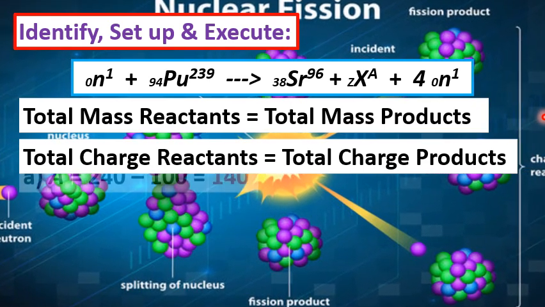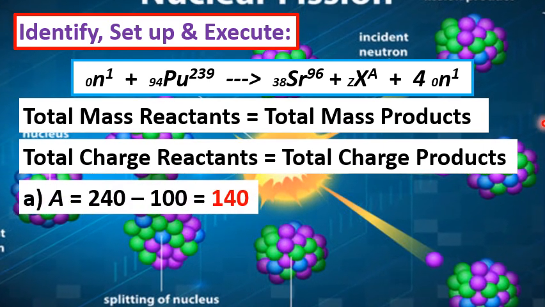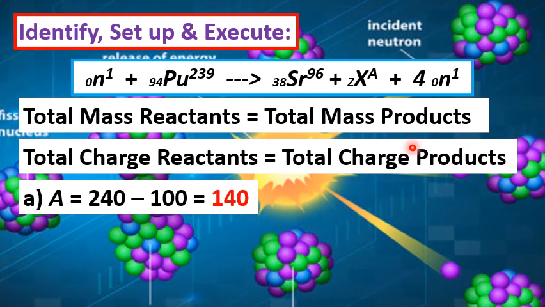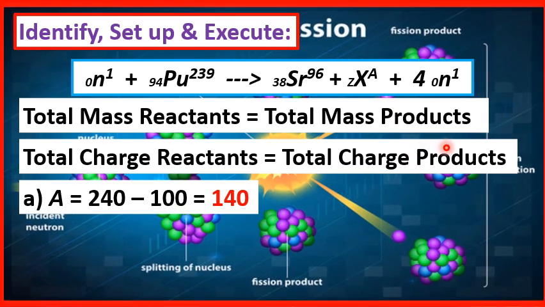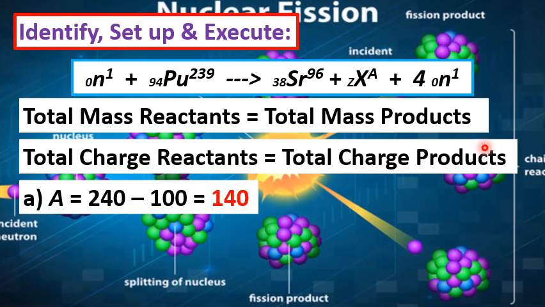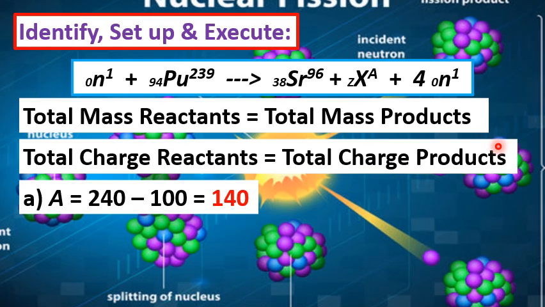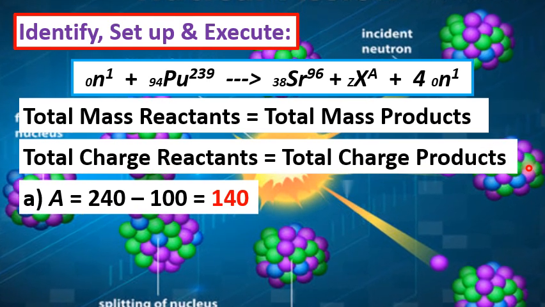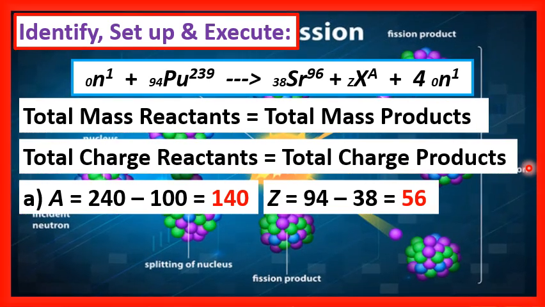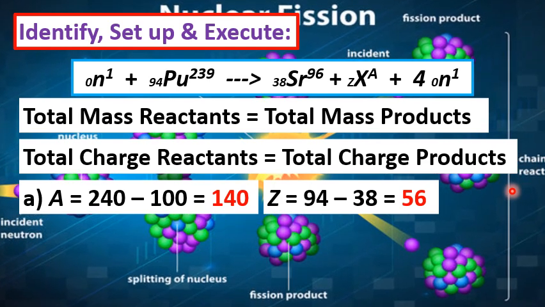So for question letter A, where we are asked to find the mass number capital A of the unknown element X, and also we're going to determine the electric charge denoted by capital Z, right? And then identify the unknown element X.